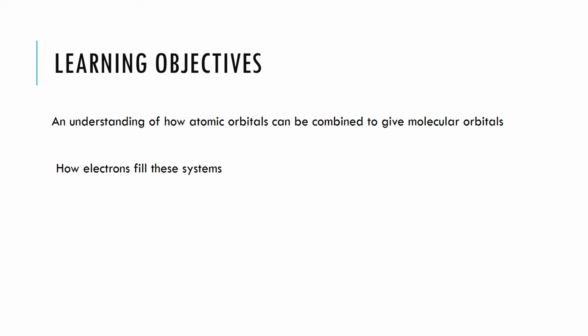Now we've spoken about how electrons fill atomic orbitals in a very basic sense. We've spoken briefly about the Aufbau principle in lecture 1, and we briefly discussed the order in which electrons fill atomic orbitals. We then moved our discussion on to talk about how electrons are shared between atoms in molecules and ions.